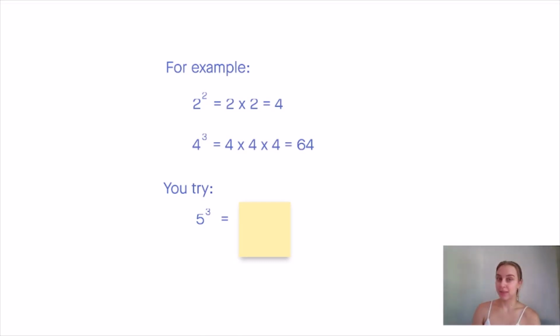Now you try. I've written down 5 to the power of 3 here, so pause the video and try and figure out what that would represent. If you've come back for the answer, 5 to the power of 3, or 5 cubed, is 125.